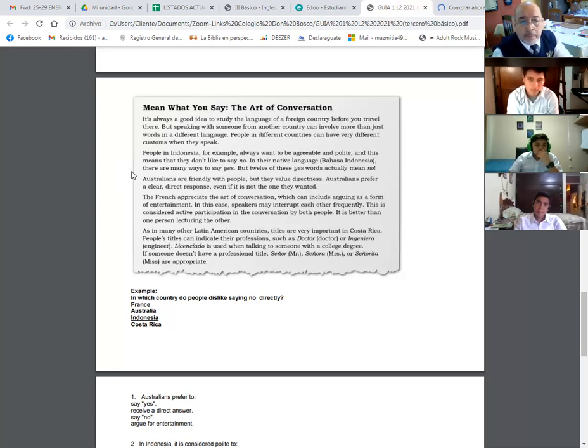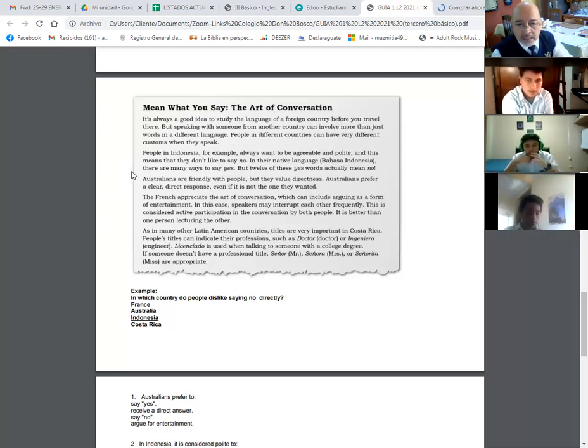It says here, people in Indonesia, for example, always want to be agreeable and polite. Agreeable and polite. And this means that they don't like to say no. They always say yes, meaning no sometimes. In their native language, Bahasa Indonesia, there are many ways to say yes, but 12 of these yes words actually mean no.